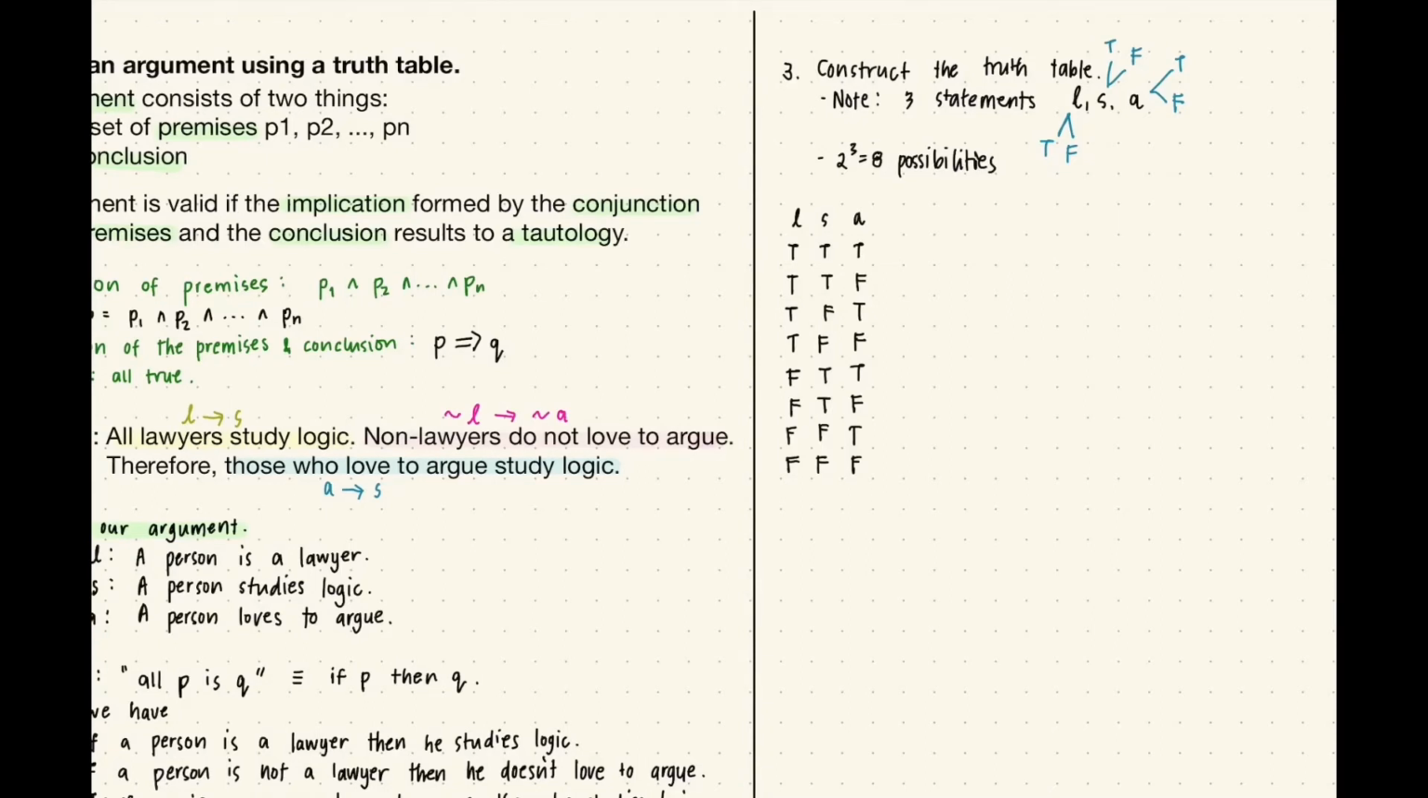So the same thing if L is false. So you just do that. Take all the possible truth values. Okay, now let's take the truth values of if L then S.